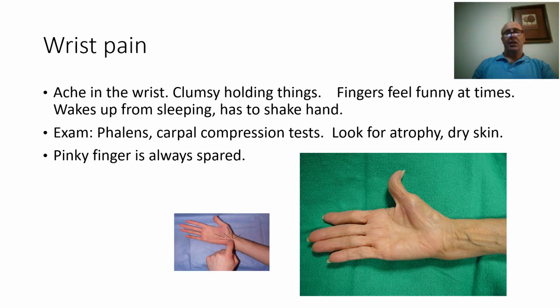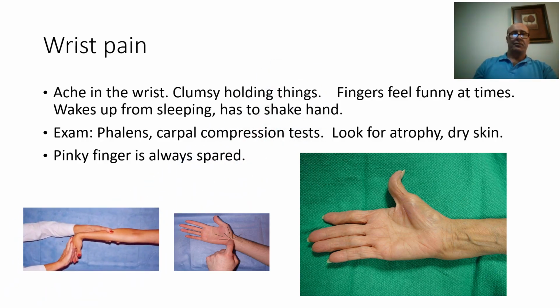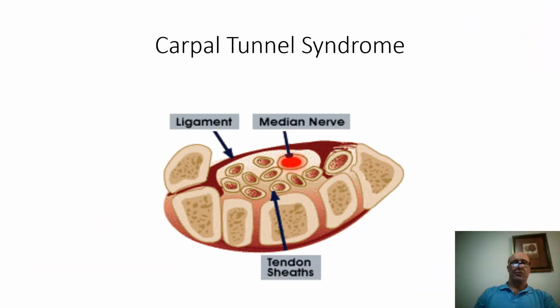A typical patient will be complaining of aches in the wrist, clumsiness when holding things, fingers maybe losing tactile sensation. They commonly wake up from sleeping and have to lift their hand in the air and shake it, or hang it off their bed. Do your Phalen's test, your carpal compression tests. Look at the skin for atrophy, muscle atrophy, maybe dry skin. Important to note that the pinky side of the hand is always spared, so the diagnosis is obvious: carpal tunnel syndrome.